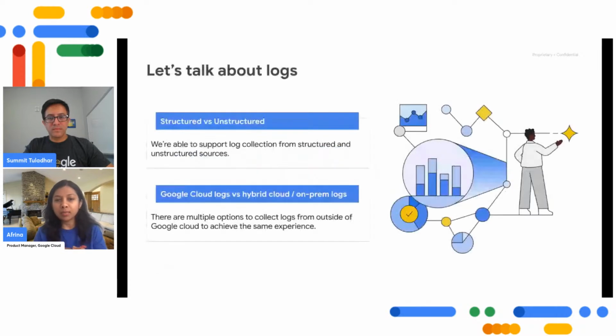Now, let's talk about logs. Google Cloud Logging enables you to collect both structured and unstructured logs from your data source. Also, you're able to collect logs from within GCP and outside of GCP, such as hybrid cloud or on-prem. What is important is when you collect logs from outside, meaning logs that were born on another cloud or are not cloud native at all, it is crucial to give you the same level of experience to analyze logs, regardless of where they were born.